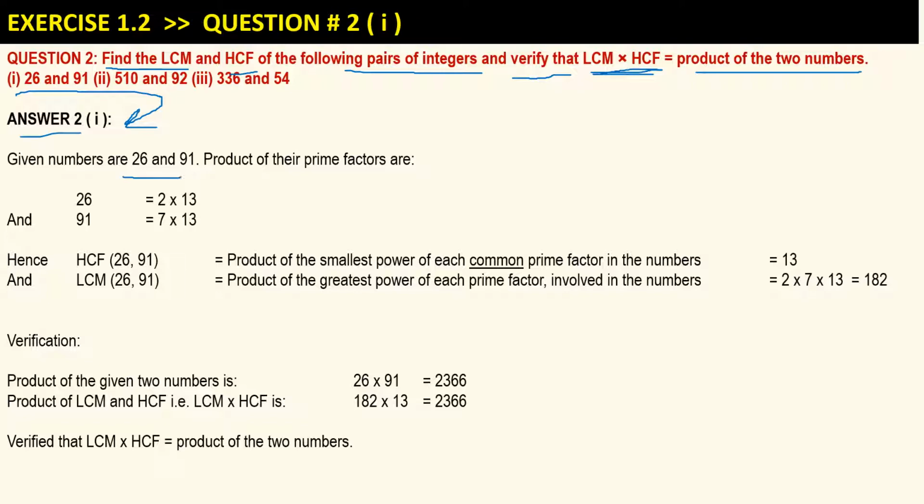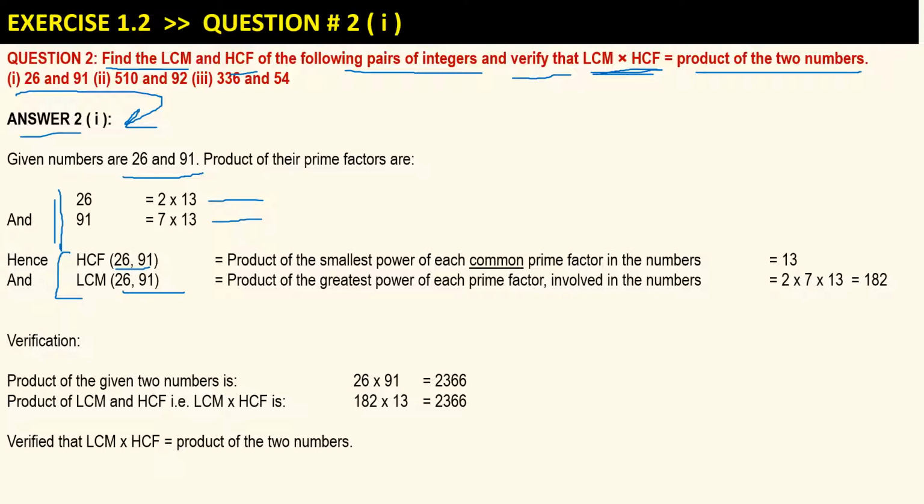We are given two numbers 26 and 91, and if we see the product of their primes, it would be 2 and 13 for 26 and 7 multiplied by 13 for 91. So if we go with the LCM and HCF of 26 and 91, we try to find them.